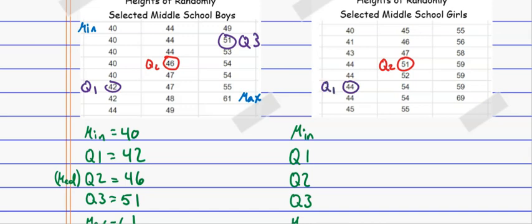Again, it's halfway through the first half of the data. And then this one is going to be my third quartile. It's in the same position. It's halfway through the second half of the data. Okay. And once again, my maximums and minimums here. This is my minimum. This is my maximum.